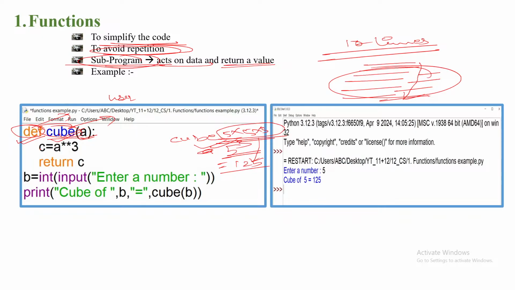In cube, we cannot write 5 power 3 like that, so in Python there is the exponent operator that we use. So c = a ** 3 generates a value, and this c is returned. Then this will call the input method. You can even use the same variable. b = int(input("Enter a number")). Whenever you enter a number through the input method, say 5, then print cube of b.